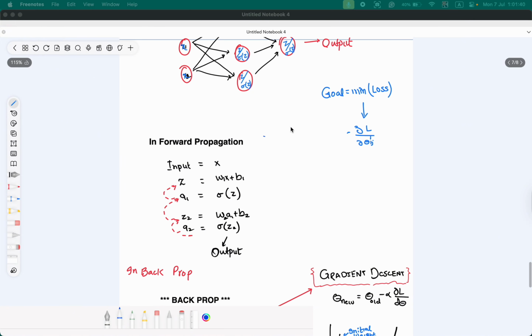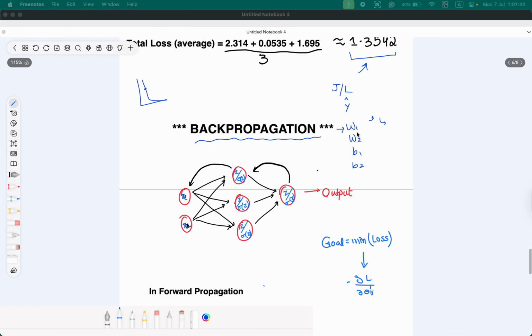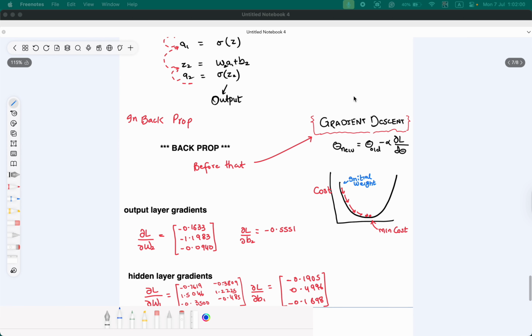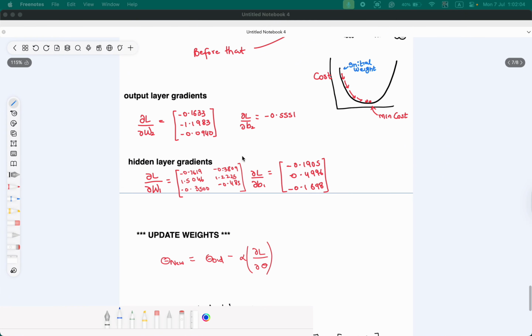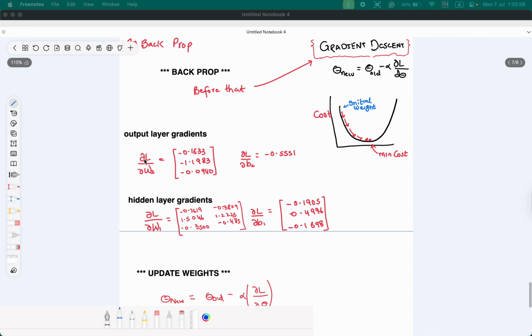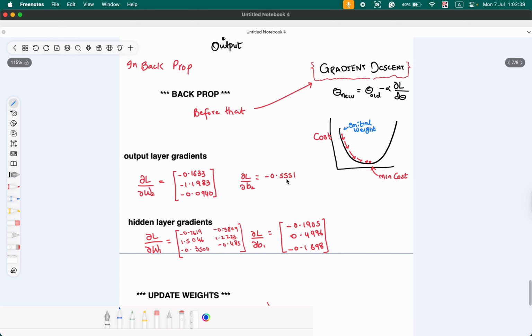But for now you can just take the intuition that we will use backpropagation to minimize our loss. We will use gradient descent to minimize, but for backpropagation we need to see how much impact W1, W2, B1 and B2 have on our loss. After finding the gradients, which are partial derivatives, delta L upon delta W2 equals this matrix. Delta L upon delta B2 is this, and for the hidden layer we have delta L upon delta W1 and delta L upon delta B1. This is how much impact these weights and biases have on our loss.